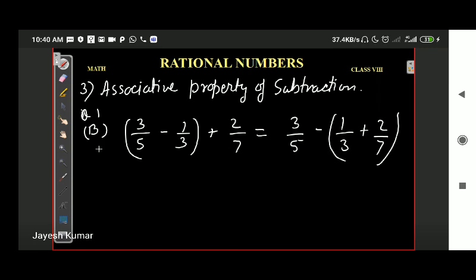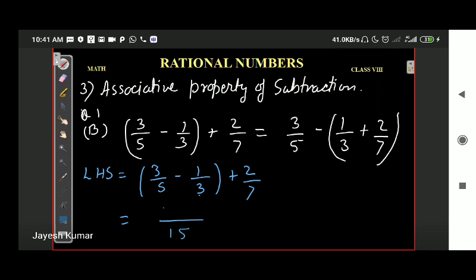So first of all, I'm going to take LHS. I will solve LHS first of all. In LHS, you have 3 upon 5 minus 1 upon 3 plus 2 upon 7. Now, first of all, we will solve the bracket. LCM for 3 and 5 is 15. 3 is multiplied by 3, you will get 9; 5 is multiplied by 1, you will get 5. Simplifying it, we will get 4 upon 15 plus 2 upon 7.